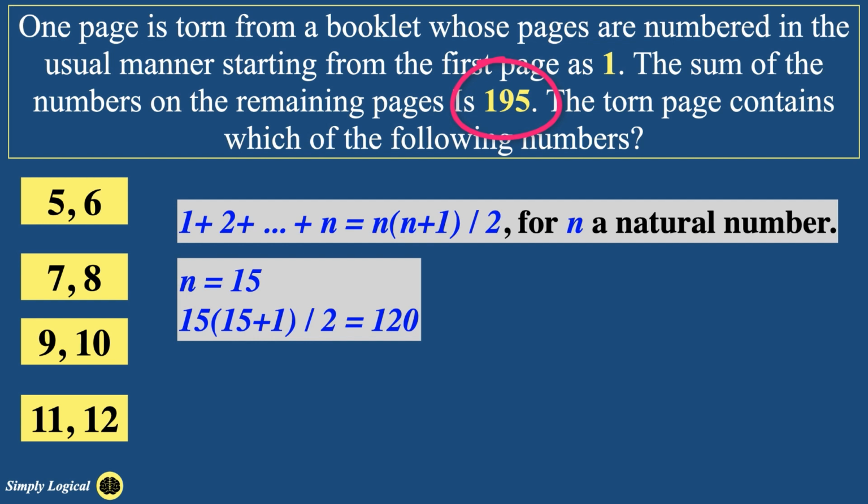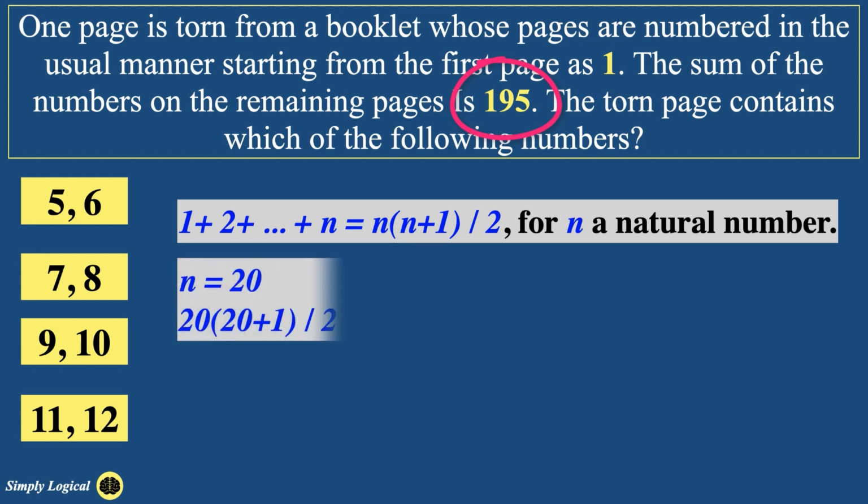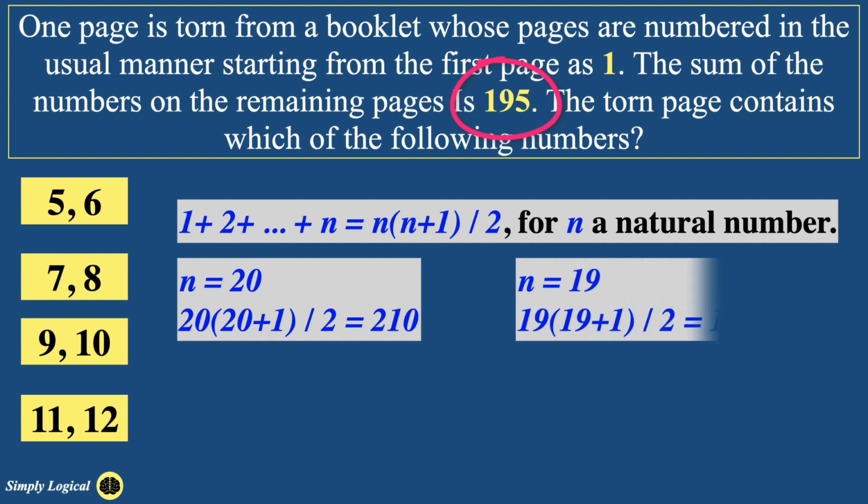Since 120 is less than 195, we have to choose the other number which is coming close to 195 and it should be greater. So now consider n equals 20, which will result in 20 into 21 divided by 2. This equals 210. This can be the right number we are looking for, because for n equals 19, the sum results in 190, which is less than 195. Hence 19 must be rejected. Thus the number of pages in the book is 20, and now the task is to find the torn page.